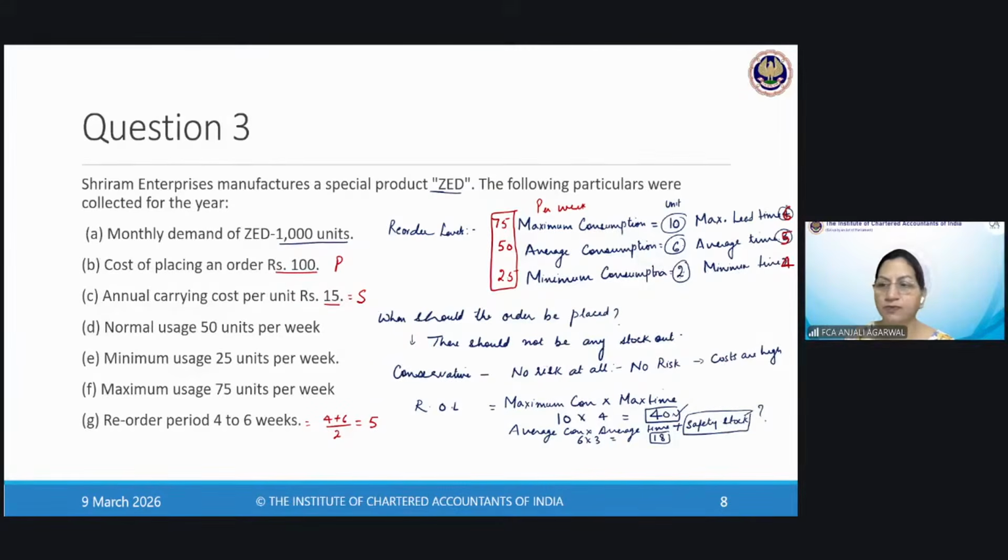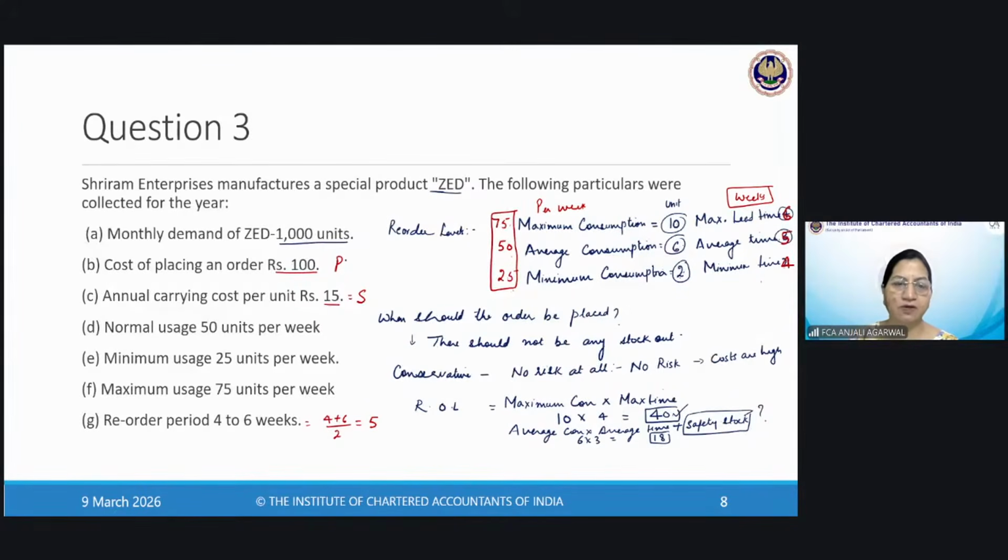And reorder period is 4 to 6 weeks. So 6 weeks, 5 weeks, and 4 weeks. You have to take care of one important thing, that the lead time should also be in weeks and the consumption should also be in weeks. If the consumption is in days, convert it into weeks by multiplying it by 6 or 7, assuming 6 working days, assuming 5 working days, or assuming 7 days in a week. But whatever you assume, mention that. So this is your consumption and this is your time. 75, 50, 25, and 6, 5, 4.